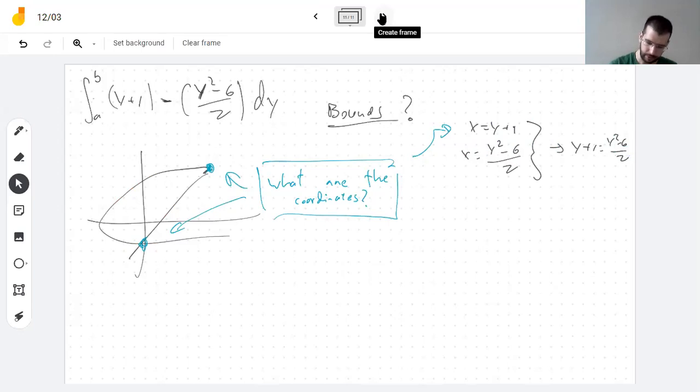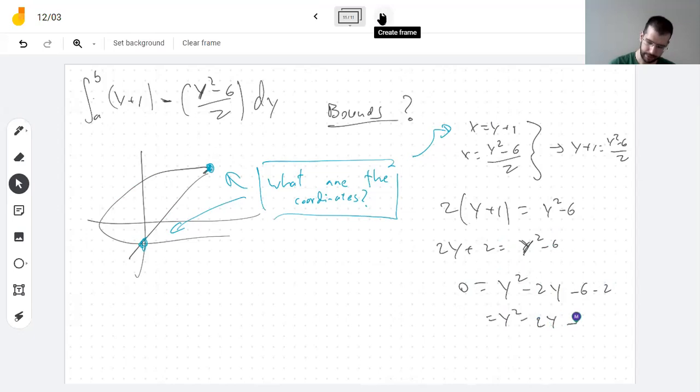So I think I can solve that equation. 2y plus 2, or maybe, so multiply everything by 2. So you have 2y plus 2 equals y squared minus 6. So 0 is y squared minus 2y minus 6 minus 2. So y squared minus 2y minus 8.